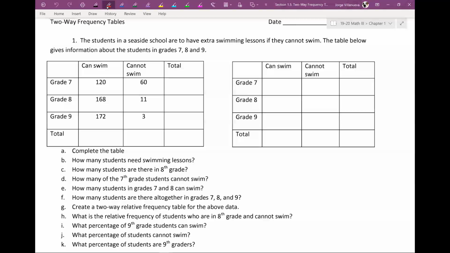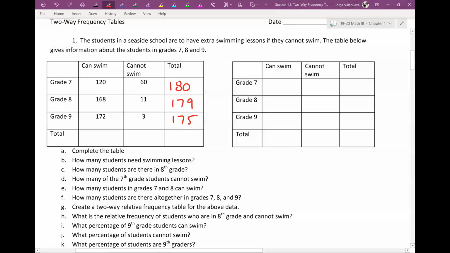So, if you want to find out the total number of 7th graders, you should probably add the total number that can and cannot swim, right? So, the total number of grade 7 students would be 180. I mean, that's not that tough. Like I said, most of this is not that difficult to do. All right. The total number of 8th graders would be 168 plus 11. That's actually 179. Okay. The total number of 9th graders is 172 plus 3, so that's 175.